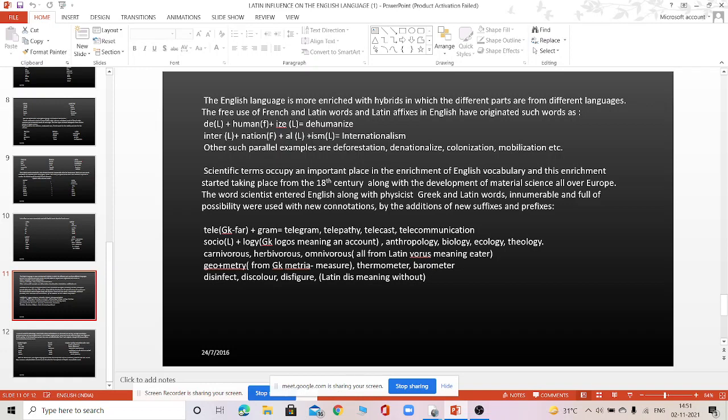Now let us look at this word. Inter, from Latin, plus nation, French, plus al, plus ism, internationalism. You can see four portions in this particular word. Other such parallel examples are deforestation, denationalize, colonization, mobilization. So you can find such words.